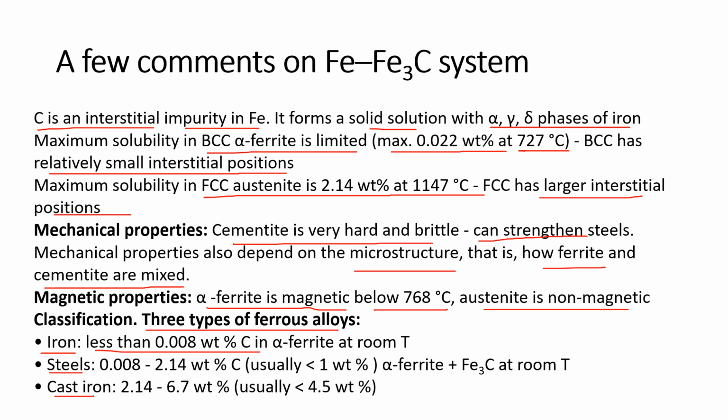Less than 0.008 weight percent carbon is alpha ferrite at room temperature. From 0.008 to 2.14 weight percent carbon, usually less than 1% by weight, is steel, which is alpha ferrite plus iron carbide at room temperature. The classification for cast iron is between 2.14 and 6.7 weight percent carbon, usually less than 4.5 weight percent.